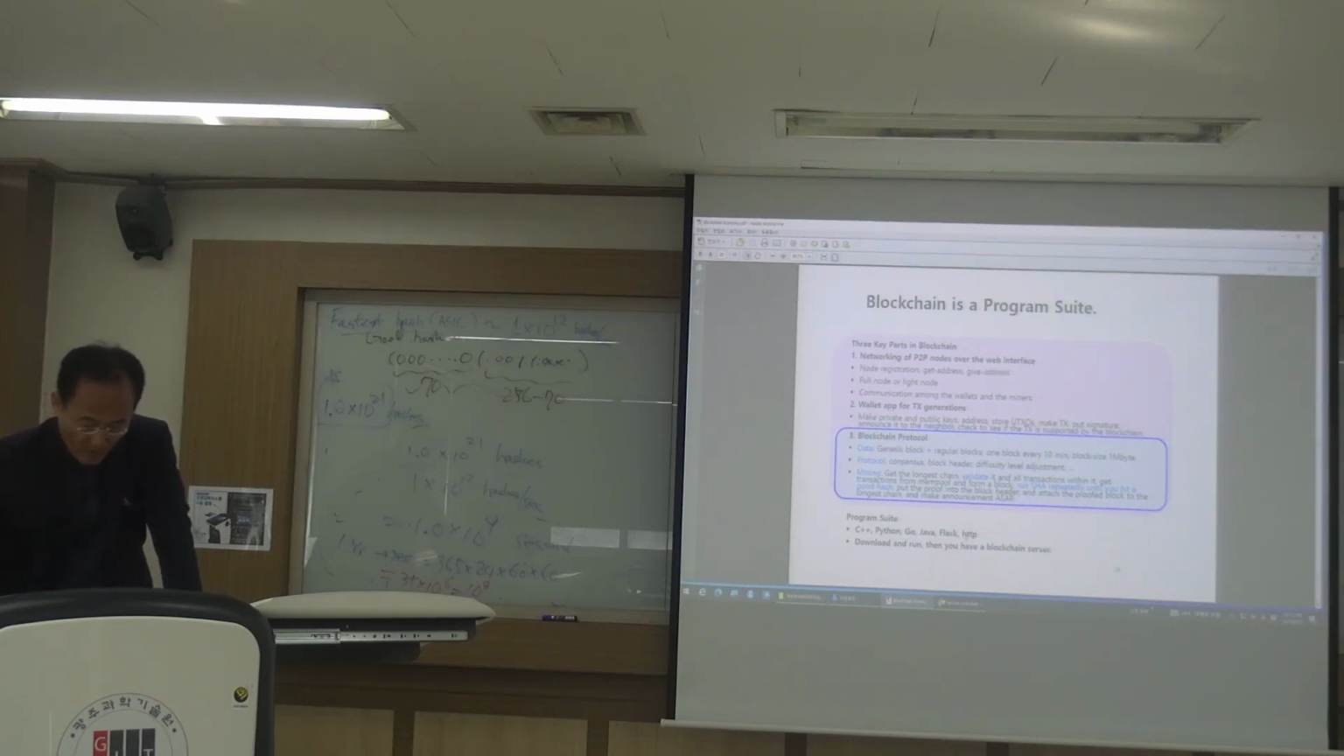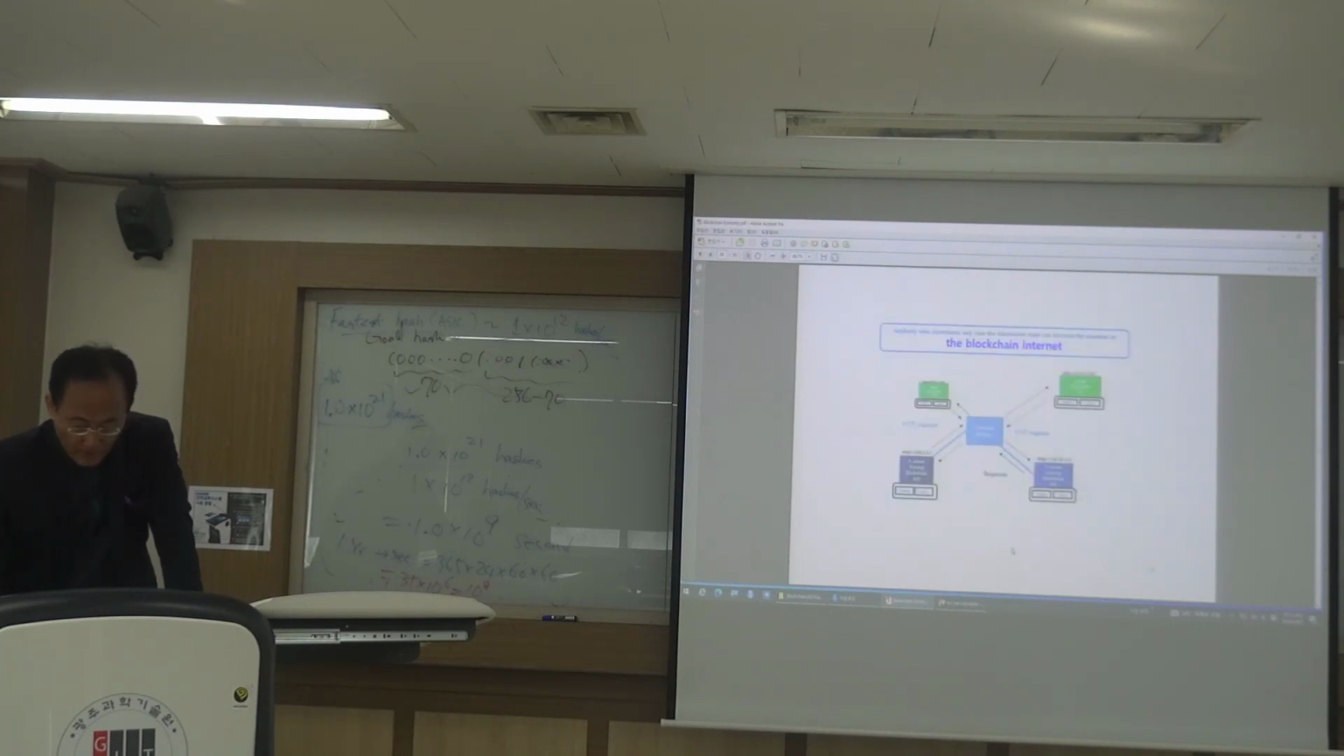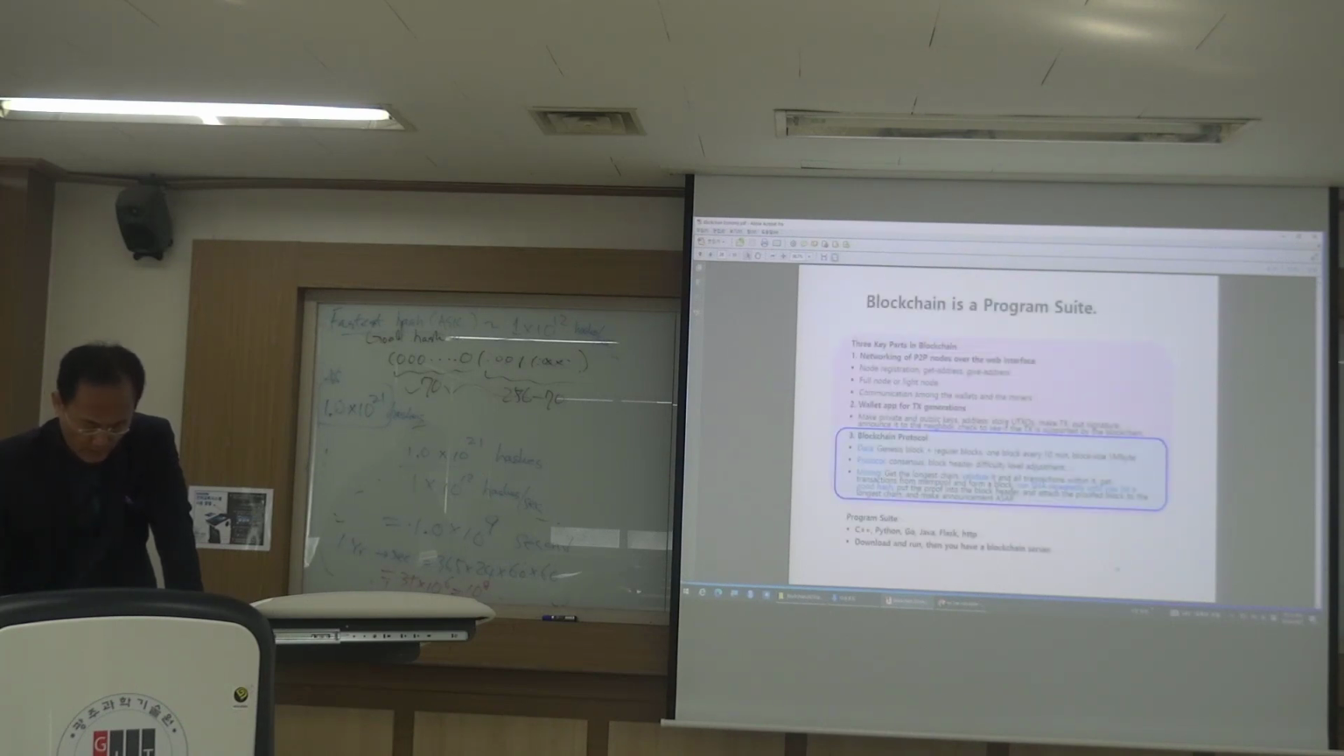And then the program suite is written in C++, Python, and so on. In the Ethereum case, it is written in Go. And if you use Python, you can use Flask to make APIs and so on. In this course, we will be able to deal with Ethereum and Bitcoin and then Python programming based blockchain. So the Python-based blockchain anyone can do.